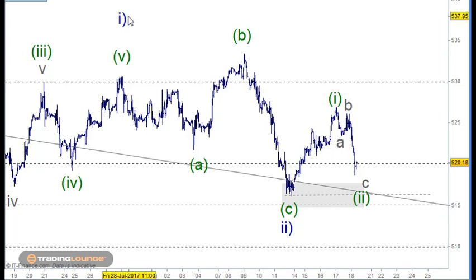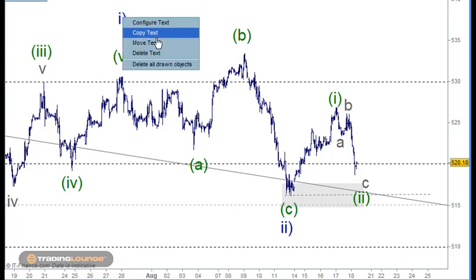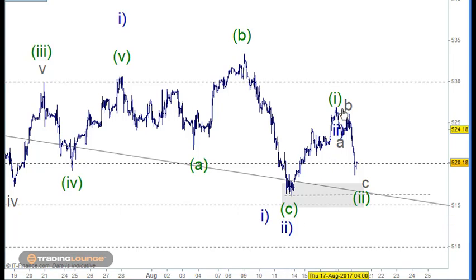Then we need to look at this move down here as wave 1, and wave 2 coming back up here. This does count quite nicely as 5 waves as well, but so did the S&P 500 in its move up, when at the end of the day this really became an A wave, B wave, and C wave.